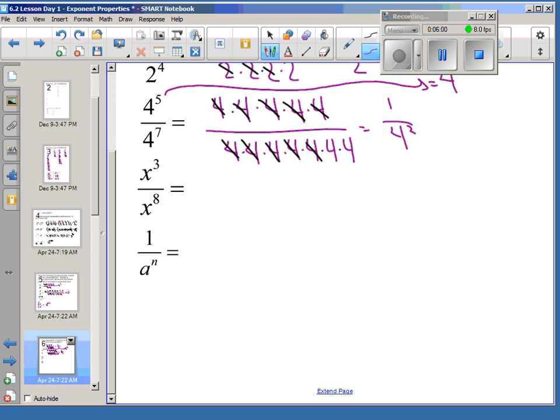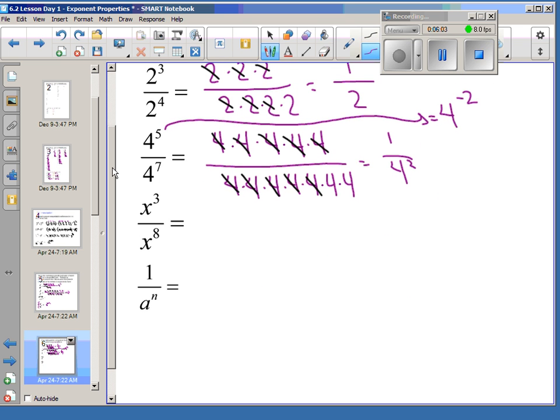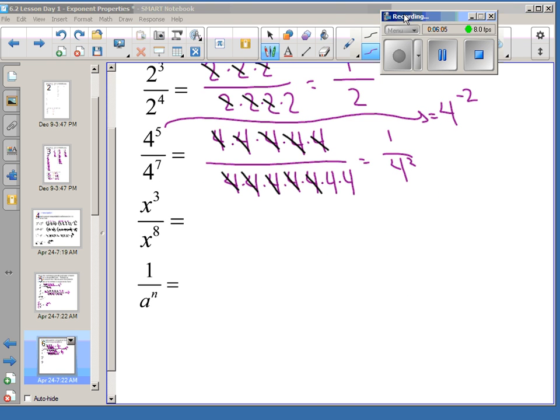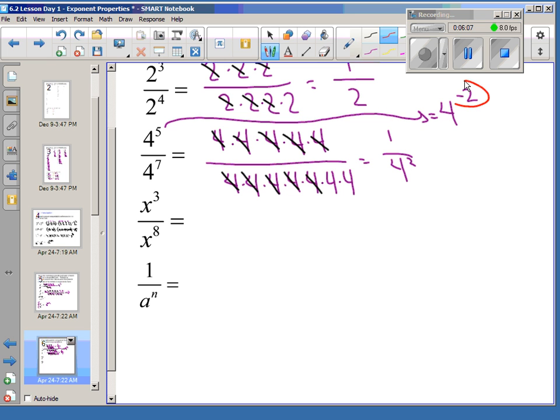And our properties of exponents that we have here is that if we have a negative exponent, what we have to do is we have to flip our base. So instead of 4 to the negative 2, we can write it as 1 over 4 squared. So if we go down here, our rule, 1 over a to the n, is the same thing as a to the negative n. So negative exponents means we're flipping that fraction.